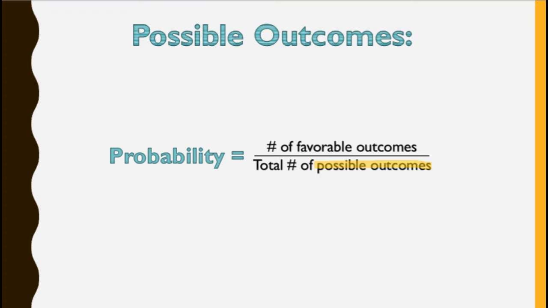Okay, so now in our little equation here, where we have the number of favorable outcomes over the total number of possible outcomes, notice this word, possible outcomes. A lot of our students this year were struggling with this lesson in their online school, finding the total possible outcomes. So we're going to spend a little time now going over how to do that.